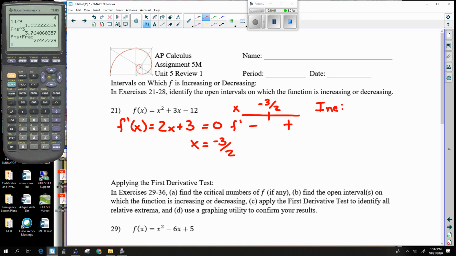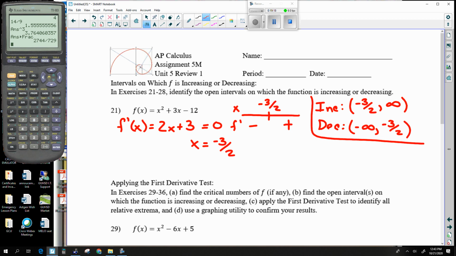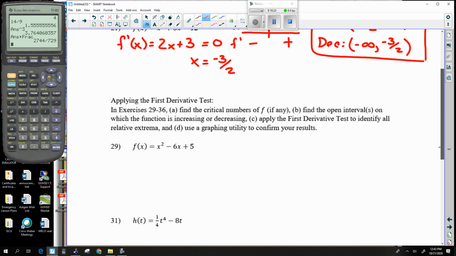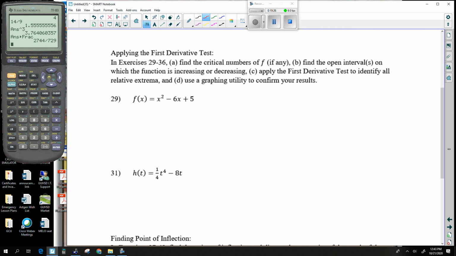This is going to be increasing when the derivative is positive, so that would be from -3/2 to infinity. This is decreasing when the derivative is negative, that's -infinity to -3/2. Okay, find any critical numbers, find any open intervals of increasing and decreasing, apply the first derivative test, and identify all extrema. So we're finding maximums and minimums in essence.